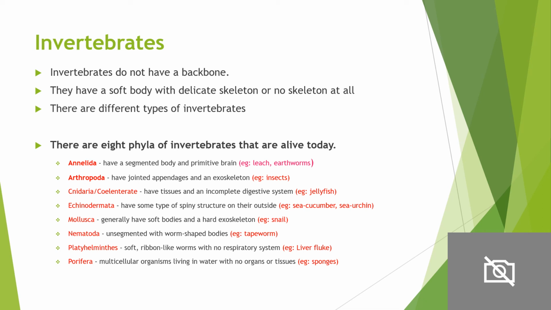Next, Nematoda have unsegmented, worm-shaped bodies, like tapeworm. Platyhelminthes are soft, ribbon-like worms with no respiratory system. They are also called flatworms. They are like a ribbon type, like liver fluke. I'll be showing the pictures, and your textbook also has a picture of the liver fluke. And Porifera are multicellular organisms living in water with no organs or tissues.